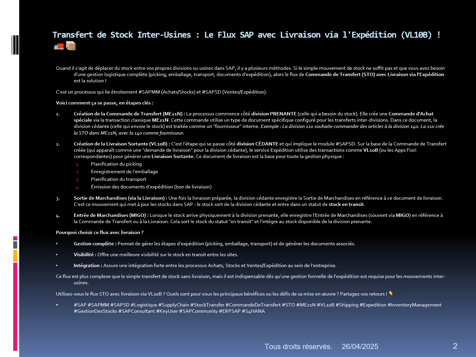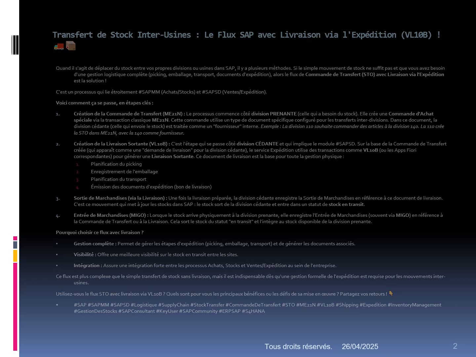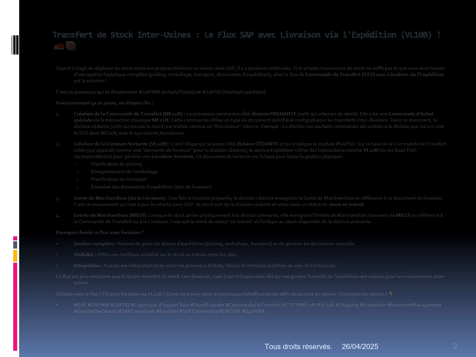Right. So Division 110 doesn't just email someone. They create a stock transfer order, an STO. And that's done using transaction ME21N. Correct. They use a specific type of purchase order set up just for these internal moves. And interestingly, the supplying division, Division 140 in our case, is actually set up and treated like an internal vendor within SAP for this transaction. So 110 is buying from 140 internally. Formalizes the request, I suppose. Precisely. It creates a clear demand signal.